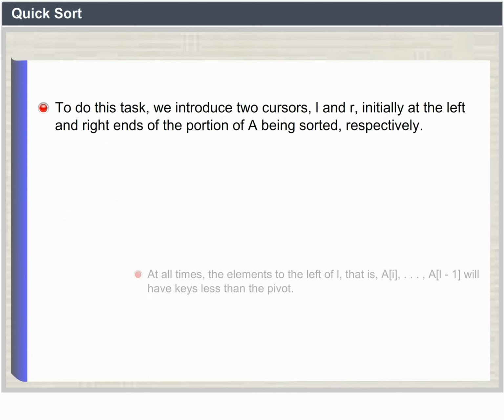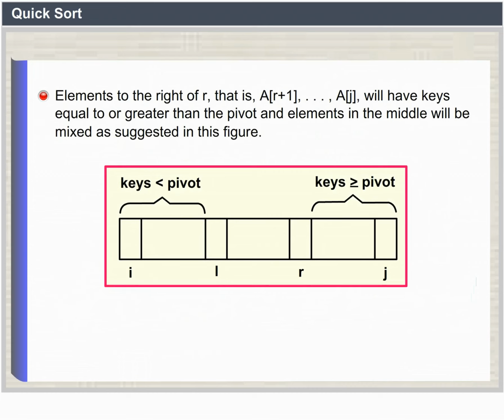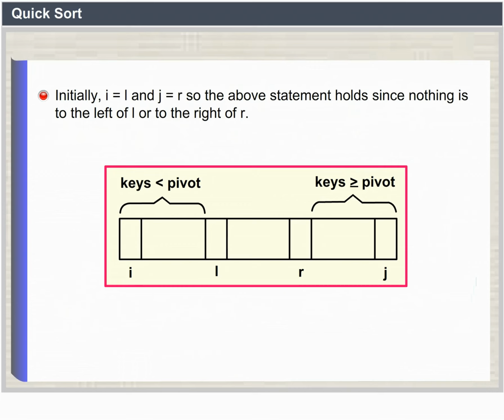At all times, the elements to the left of L, that is A[i] to A[L-1], will have keys less than the pivot. Elements to the right side of R, that is A[R+1] to A[j], will have keys equal to or greater than the pivot, and elements in the middle will be mixed as suggested in this figure. Initially, i equals L and j equals R, so the above statement holds since nothing is to the left of L or to the right of R.